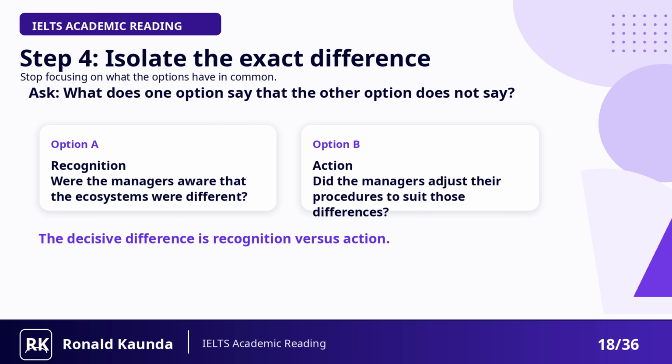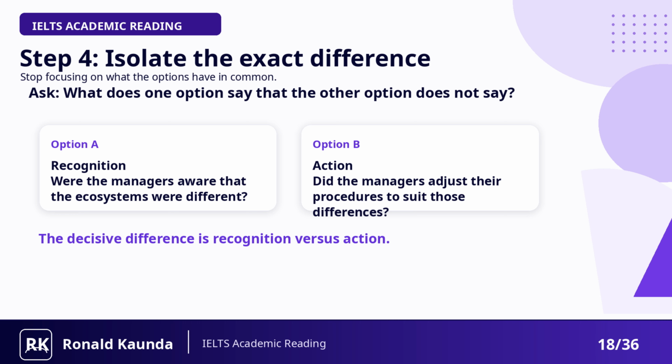When two answers look similar, stop focusing on what they have in common. Instead, ask, what does one option say that the other option does not say? The difference between options A and B is simply this: recognition versus action. Option A is about recognition. It asks whether the program managers were aware that the ecosystems were different.